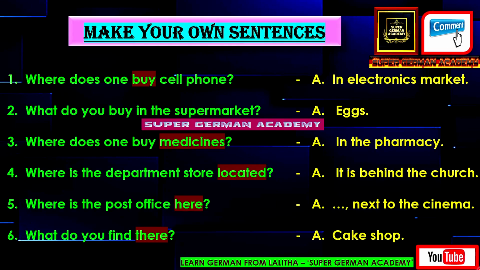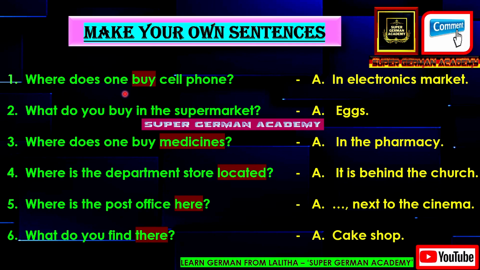Make your own sentences. Here I have given a few example questions, and these are the answers for them, and how to use this kaufen verb, places and prepositions. So the first question is, where does one buy a cell phone? Here the subject is one and the verb is buy. What does one mean? It means where does a man buy a cell phone? It means a person in general you're asking.